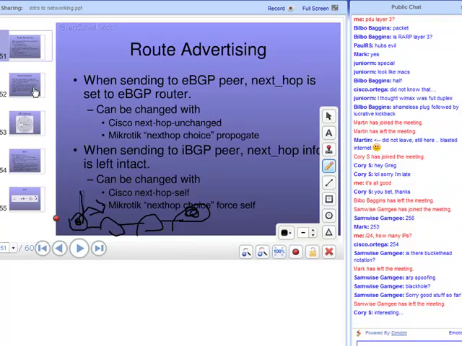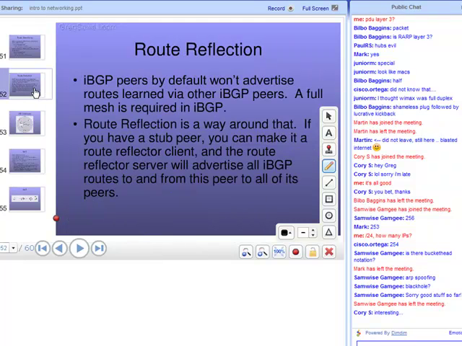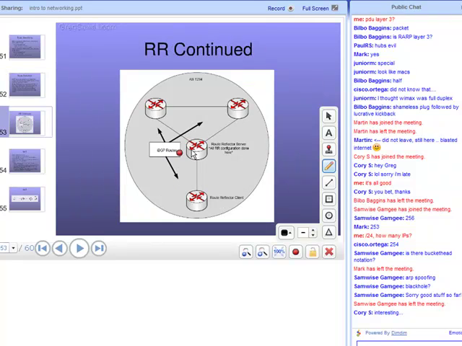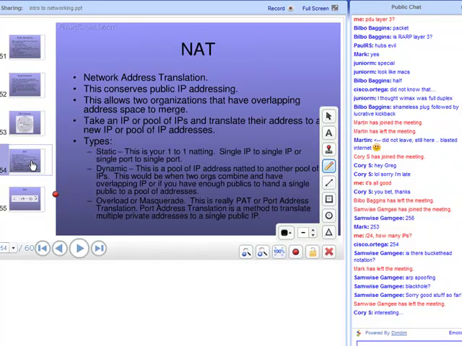EBGP peers also set their TTL to 1 by default. Now route reflection is a way around it. What it basically does is with IBGP peers, if you've got one guy that hangs off like a little stub network, what you can say is he's a route reflector client. So all the configuration's done on the route reflector server. This guy doesn't know he's a client. So you basically say, anything my IBGP neighbors tell me, send that to him. Anything he sends me, send that to my IBGP neighbors. So it's kind of a little workaround.